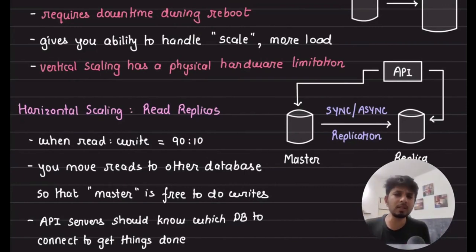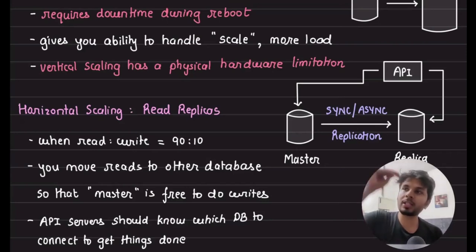Now, another way of scaling it: first we talked about vertical scaling. Now, instead of vertical scaling, let's do horizontal scaling. In that, the first one we'll talk about is read replicas.